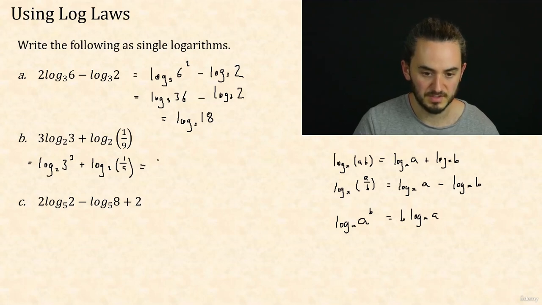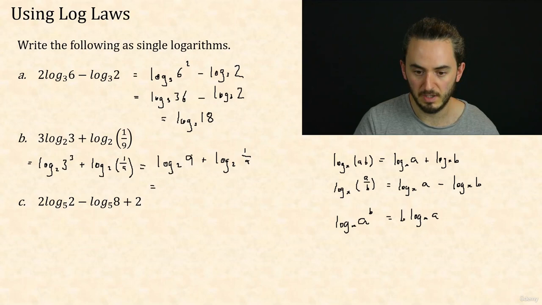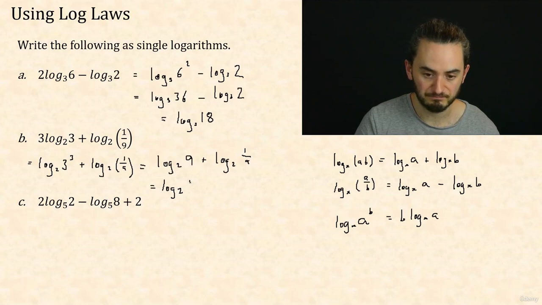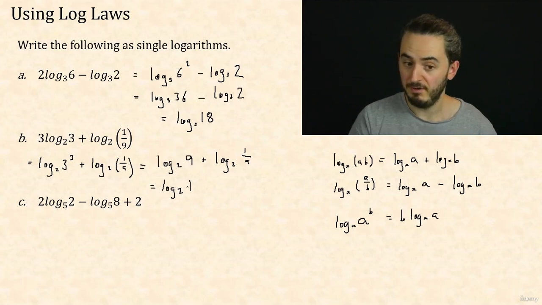So let's just simplify it one step at a time. So log base 2 of 9 plus log base 2 of 1/9. My addition law says I can just multiply those two numbers and get log base 2 of 9 times a ninth, which is 1. Now, there it is, a single logarithm.